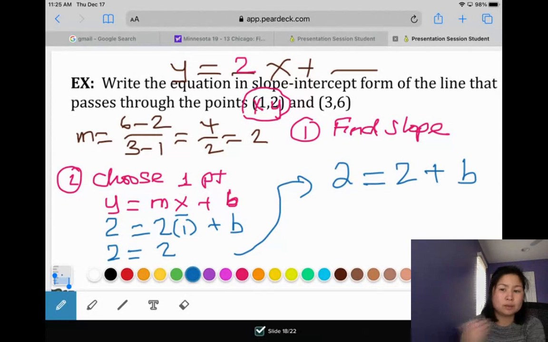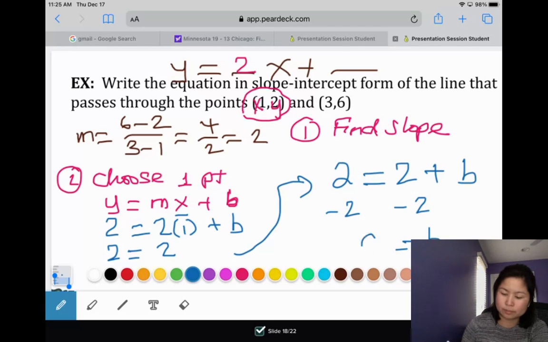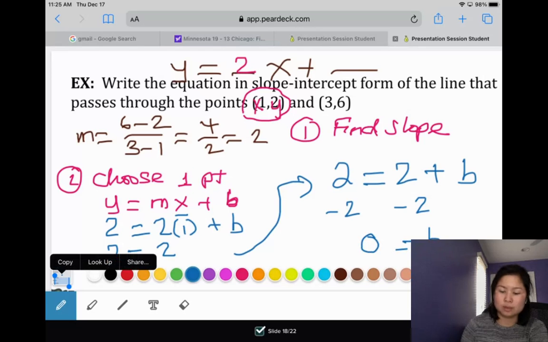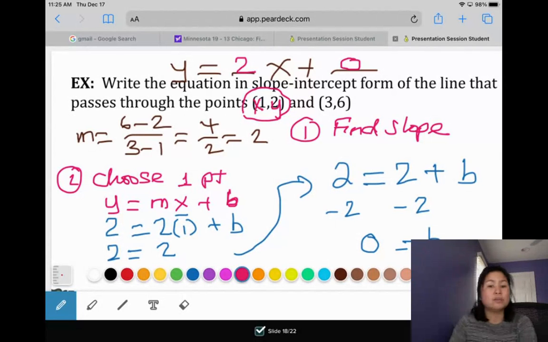Well, now I can finish the rest of the problem. I want to solve for b, so I would move 2 over. That would give me 0, and that should be my y-intercept: b is 0. I just solved for b.